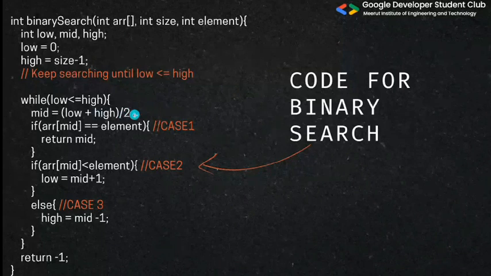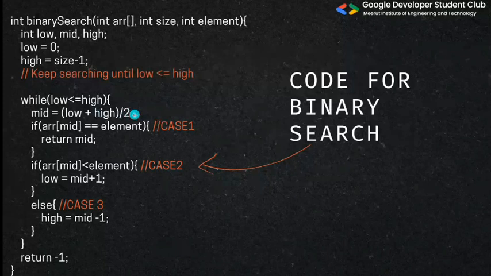So we can have three cases over here. Case 1 is the value present at the index mid is equal to the element that we're looking for. So this means that we're going to return the index that is mid.